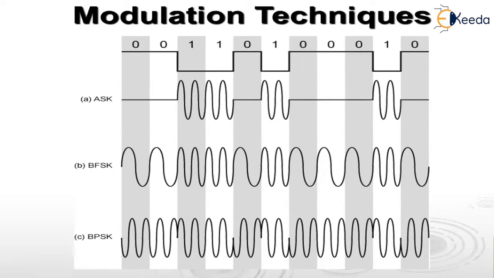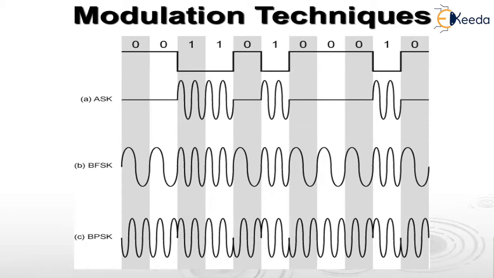This ASK technique is used as a modulation technique on voice grade lines, which is used for transmission of data up to a rate of 1200 bits per second. This ASK technique is also very popular to transmit digital data over optical fibers, where one signal element is represented by a light pulse while the other signal element is represented by absence of the light pulse.